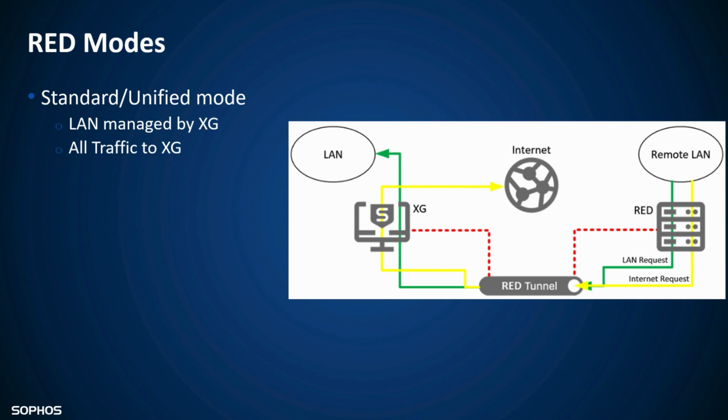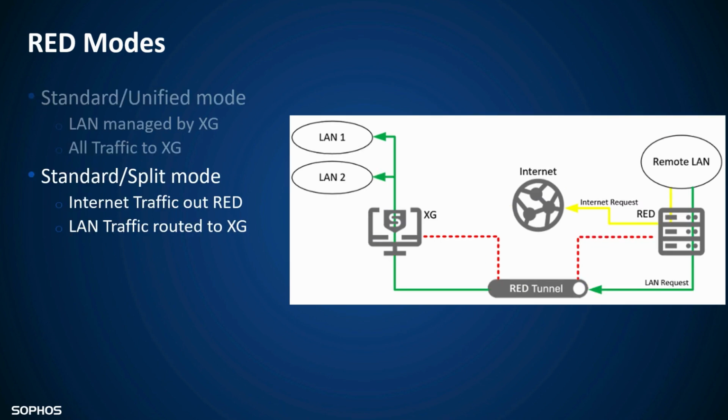The first one we're going to talk about is standard unified mode. This is where the XG firewall is managing the LAN. This is basically where the RED device that you have put in that remote office is now routing all of the traffic back to the XG. This is where it will handle all the security and traffic. Any traffic destined for the internet will still go through the RED tunnel back to the XG, have security applied to it, and even web filtering, and then go out to the internet.